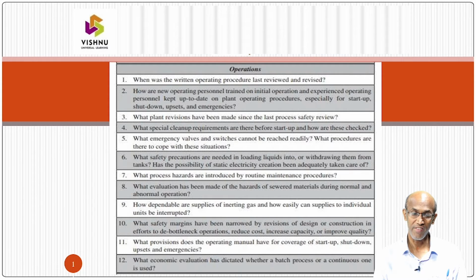What plant revisions have been made since the last process safety review? What special cleanup requirements are there before startup and how are they checked? What emergency valves and switches cannot be reached readily? What procedures are there to cope with these situations?